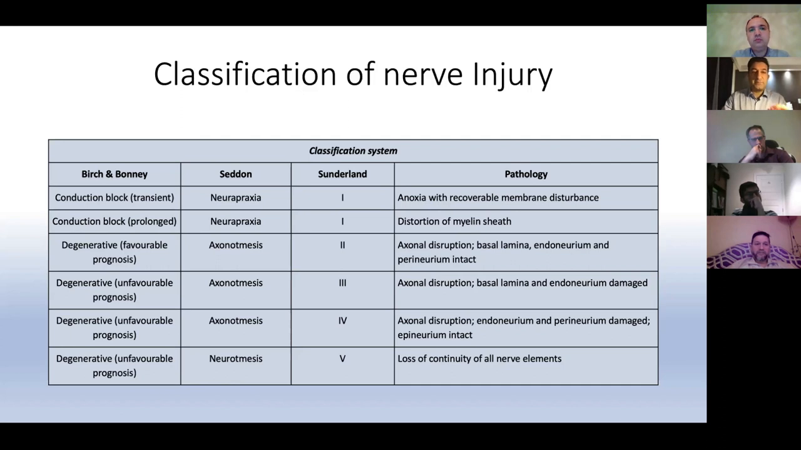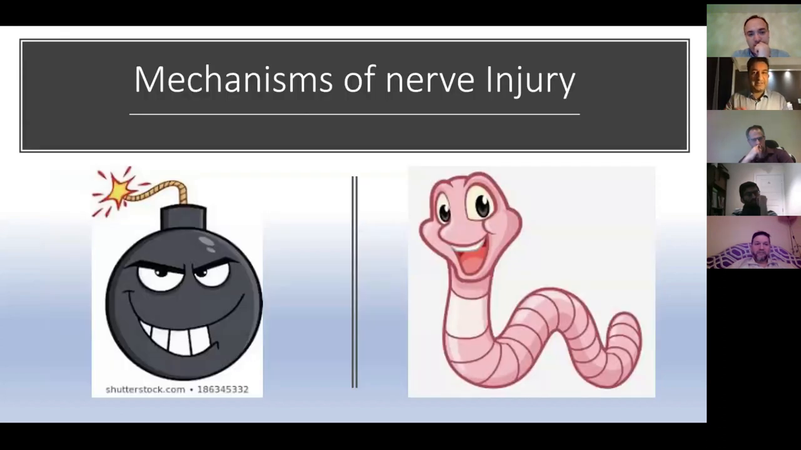So I'm now gonna explain this in a bit more detail. And I want you to remember these two characters here, the earthworm and the bomb. This will revolutionize your understanding of conduction blocks and degenerative lesions. Okay, so the analogy that I think of, and I can't say this is my original thought, I worked on the PNI unit at Stanmore, and the consultants there used to teach me about this. I have to thank them for this, but it's a great analogy.